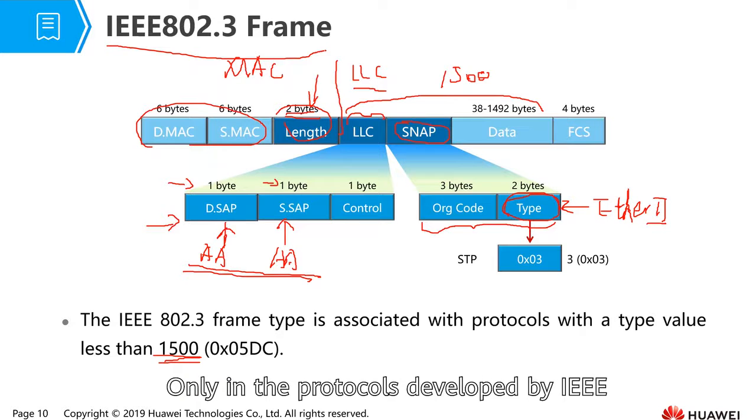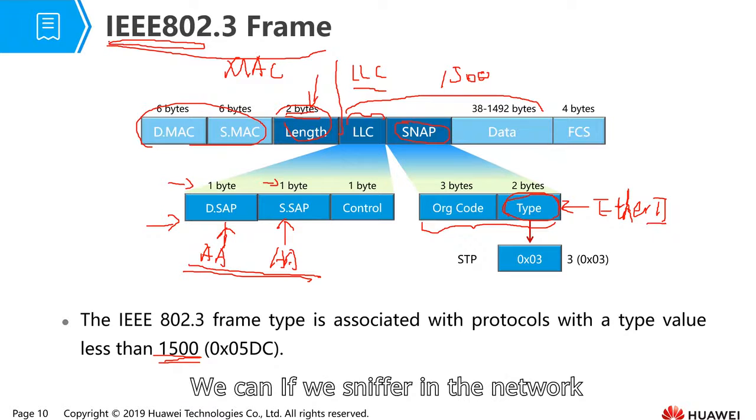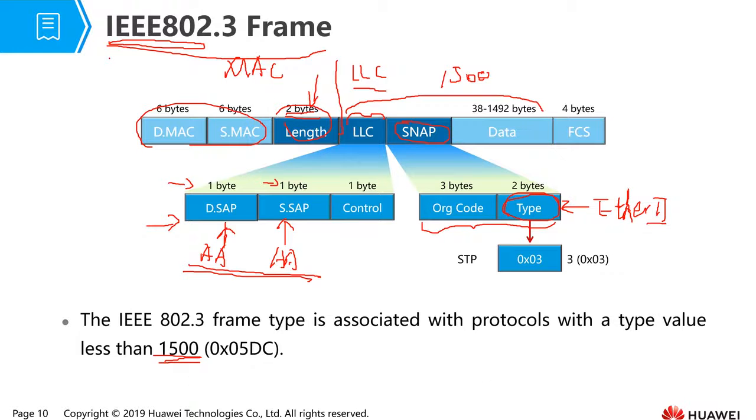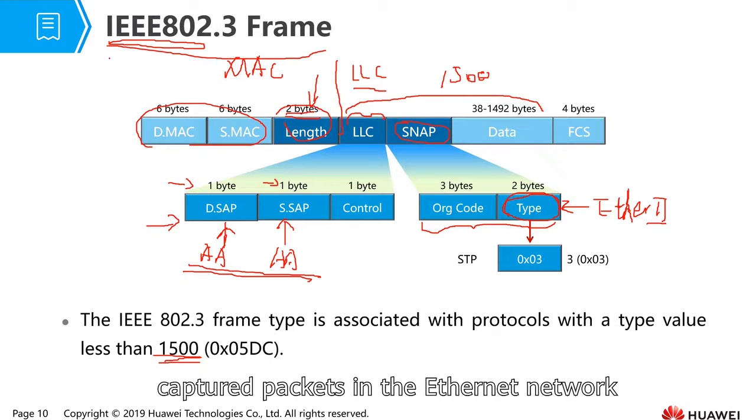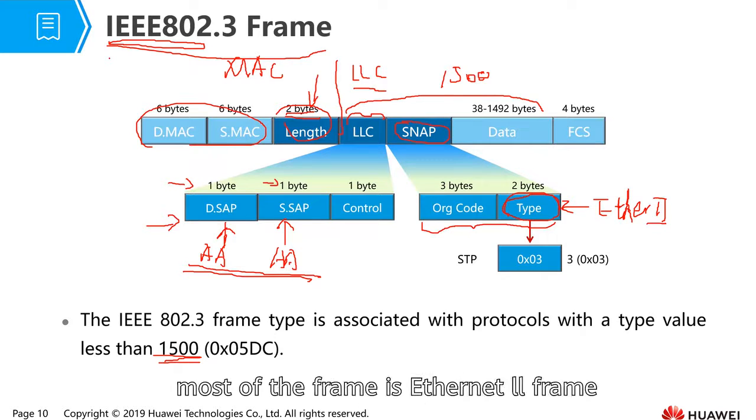Only the protocols developed by IEEE use this frame. Usually if we sniff in the network and capture the packets in the Ethernet network, most of the frames are Ethernet 2 frames.